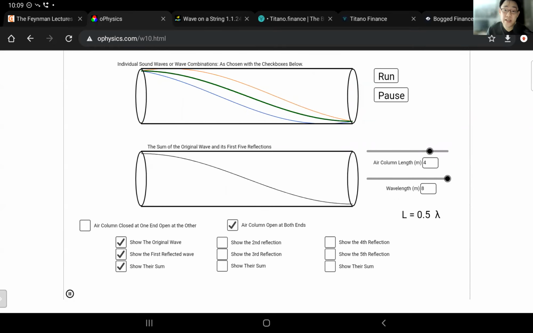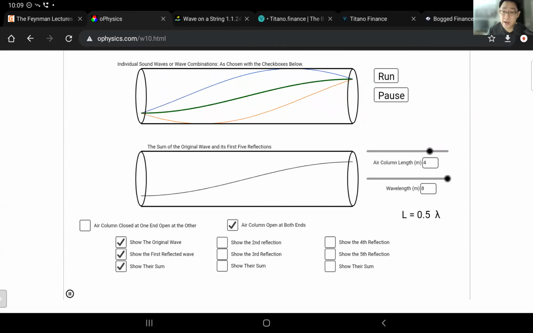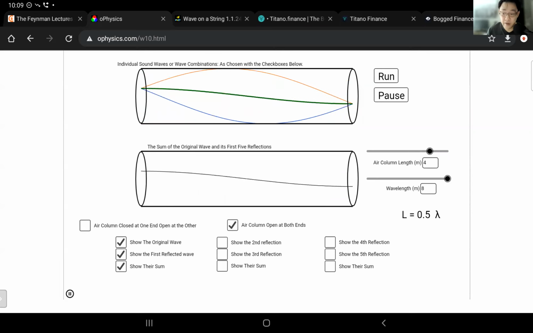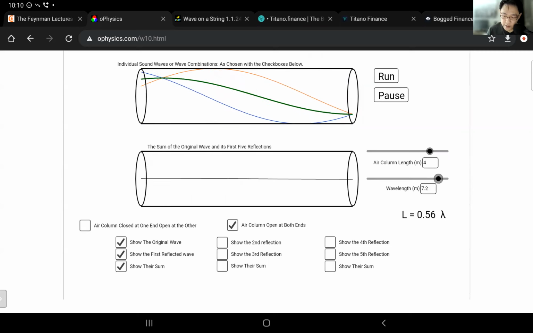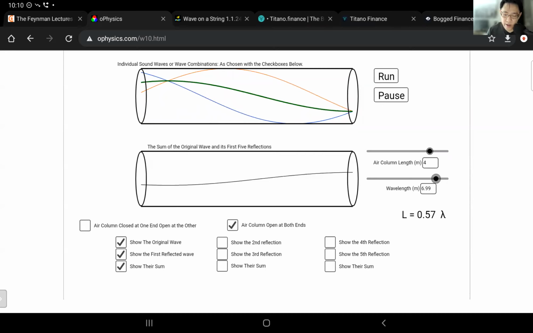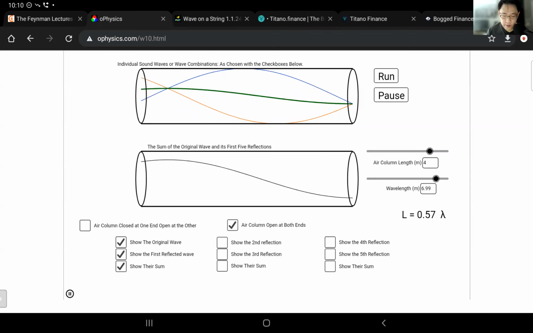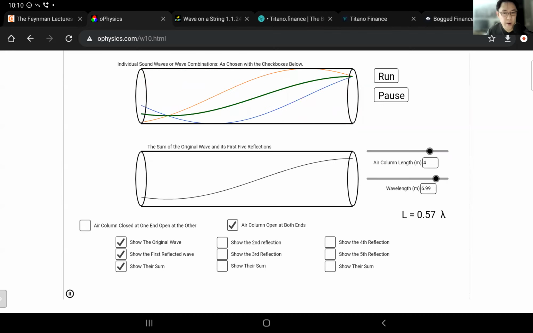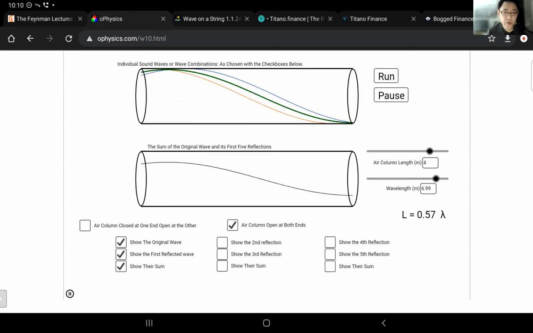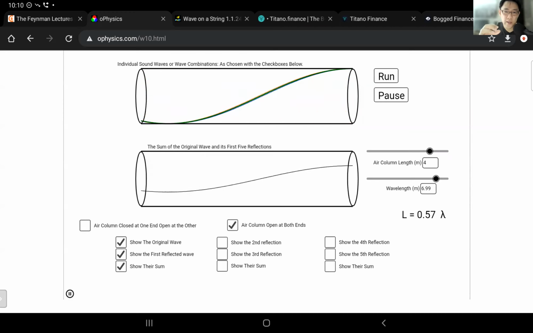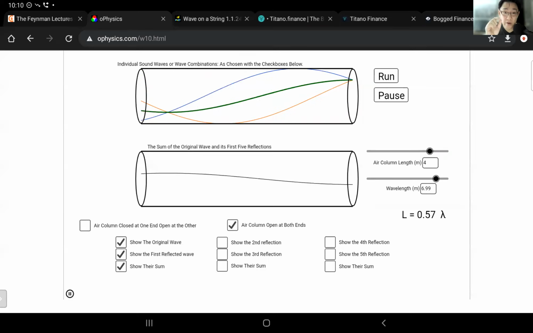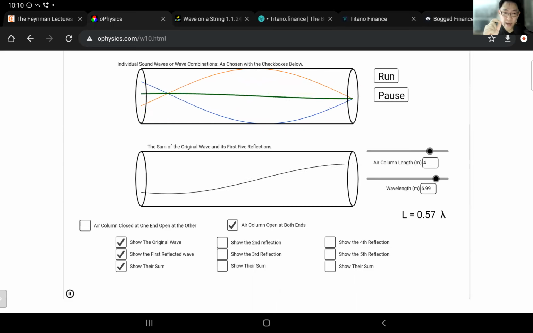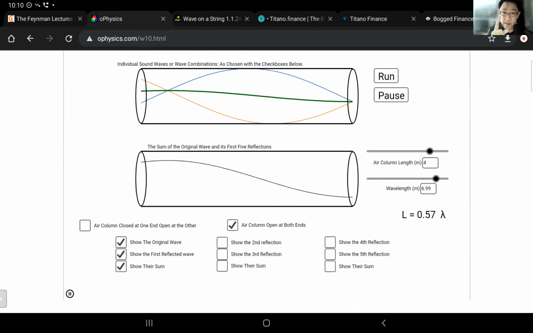Now let me try sending in some wavelength that doesn't match twice the length of the tube. So if I send in a wavelength other than 8 meters, let me change to something weird, like 7. Now it seems like it's not going to work perfectly, even though it's still not bad. But as you can see, the summation doesn't seem to go really well at the bottom now. The green and the one at the bottom look a little bit different, if you notice.